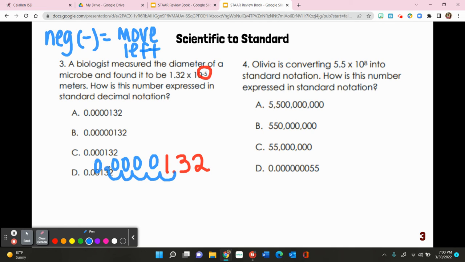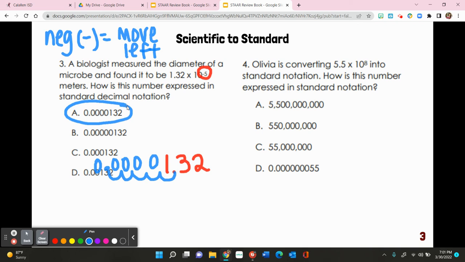So here my number is now 0.00000132. So I have 0, 4 zeros, and then 132. So looking at A, I have 0, 1, 2, 3, 4 zeros, and 132. So here, the number that matches is going to be answer choice A.